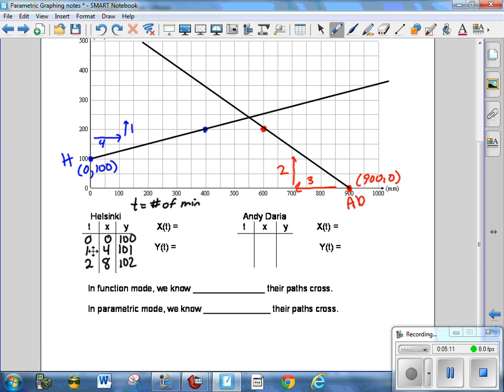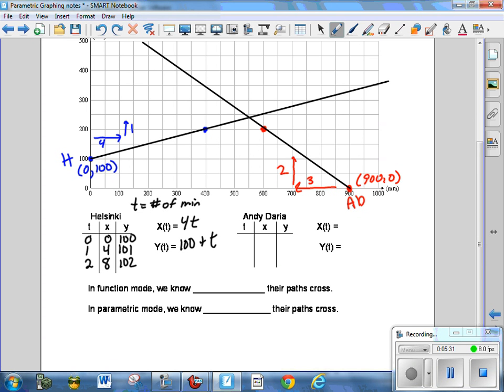Well, notice every time x is just 4 times t. So x is 4 times t. Y, though, starts out at 100, and then we add 1 each time t goes up. So we could call that 100 plus t.